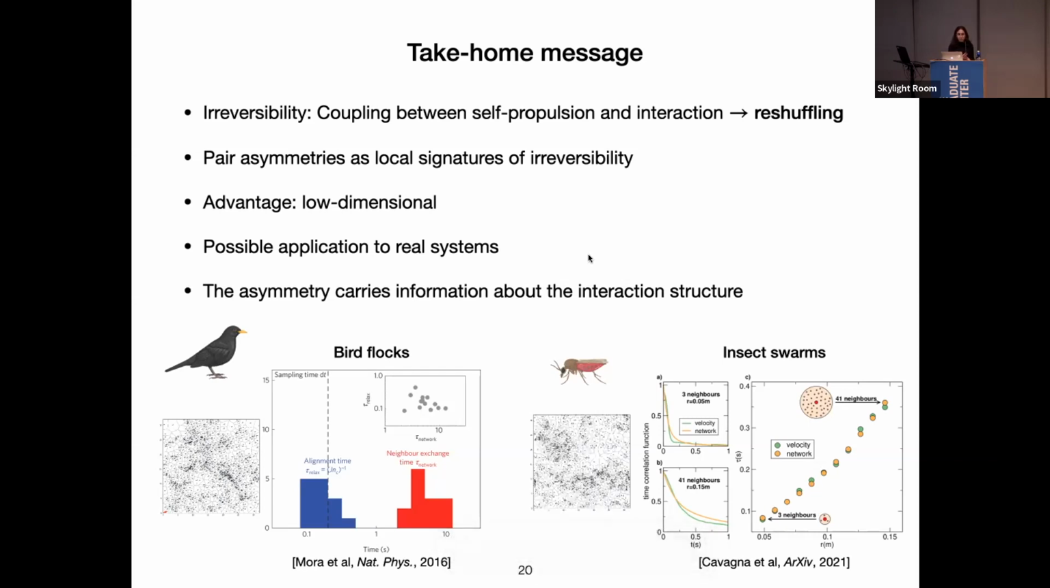The advantage of having a model that tells us that these local signatures of irreversibility come in the form of pair asymmetries is that we are reducing the dimensionality of the things we want to observe, and this becomes statistically accessible with the data that we have at the moment. So the hope is to apply this to real systems and possibly to also use this asymmetry to learn something more detailed about the interaction kernel in these systems. And with this, I conclude.